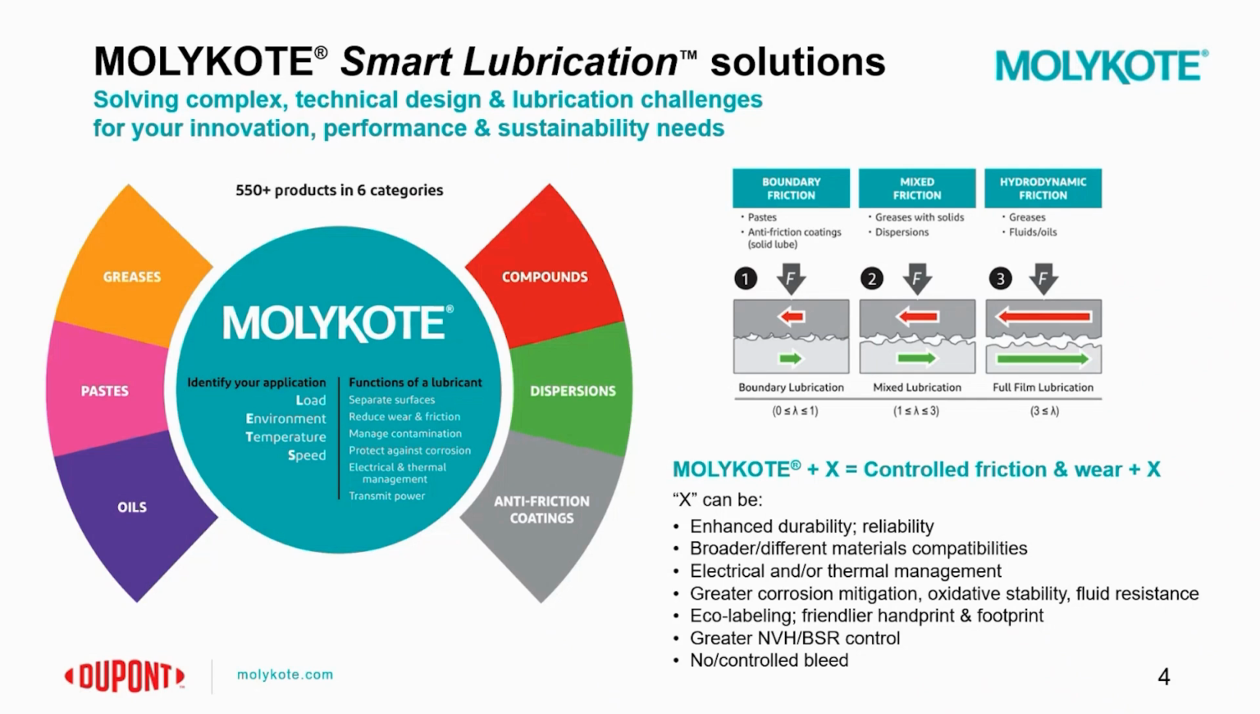Also within the portfolio, a lubricant can be selected for enhanced functions beyond just friction and wear. Depending on the application needs, a lubricant can be selected for either thermal or electrical management, corrosion mitigation, oxidative stability, noise dampening or noise, vibration, and harshness control, or for green labeling.